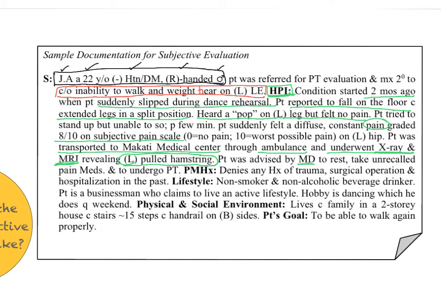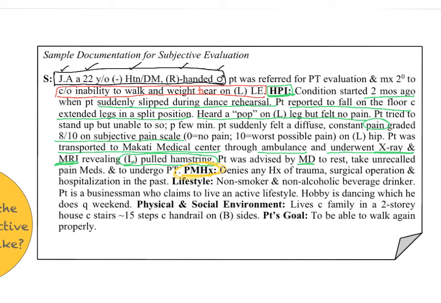Okay, and then following HPI, you have here the past medical history. Again, you write the subheading and then the entry. So for this case, the patient has not had any previous injuries before. So this is the first time that the patient sustained an injury.